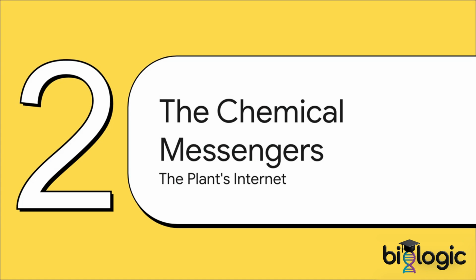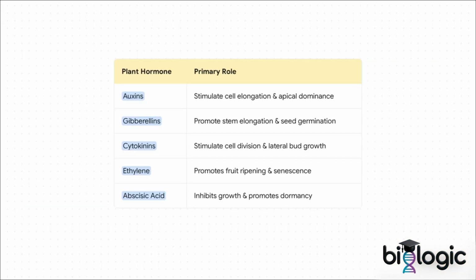It's a super sophisticated internal communication system. You can think of it like the plant's own private internet, a network of chemical messengers that are zipping around, sending signals to coordinate every single thing the plant does. And these chemical messengers, they're called plant hormones.